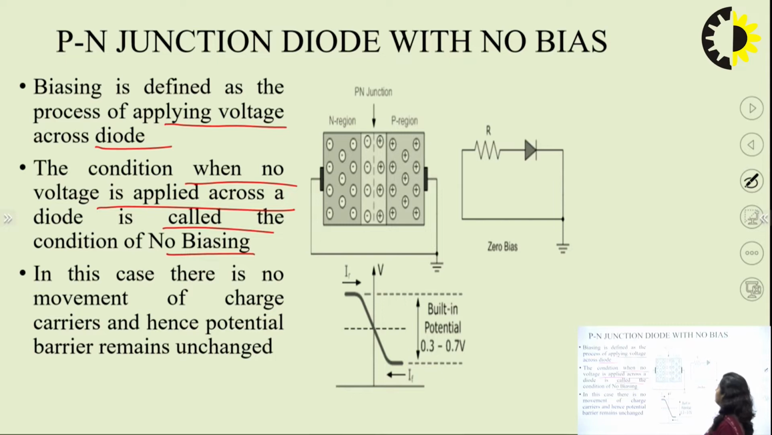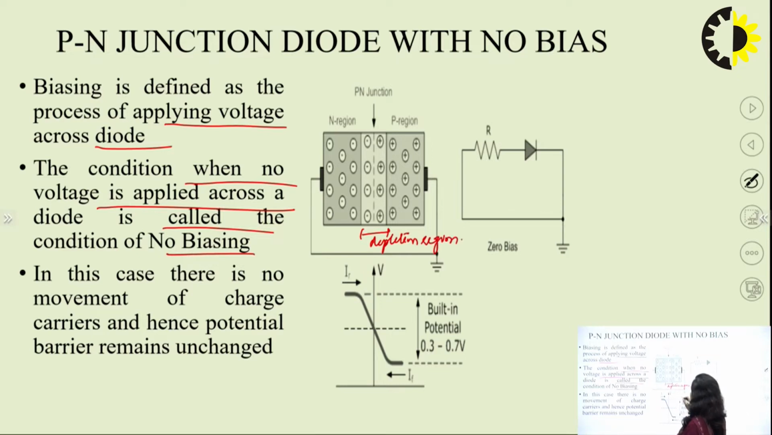Whenever you are not providing any voltage to a particular diode, it is called no biasing. In this case, there is no movement of charge carriers because you are not providing any kind of bias. So there is no movement of charge carriers, and hence the potential barrier remains unchanged. There will be no change in the potential barrier. So what is potential barrier? This is the depletion region.